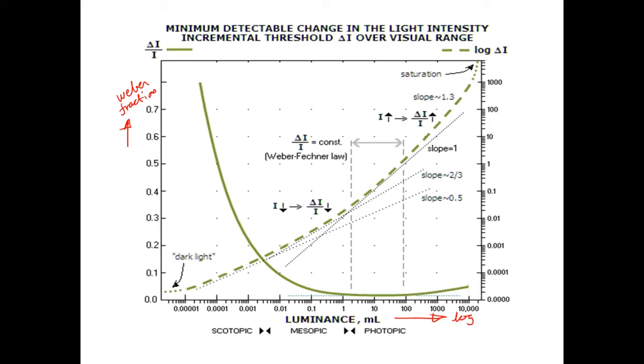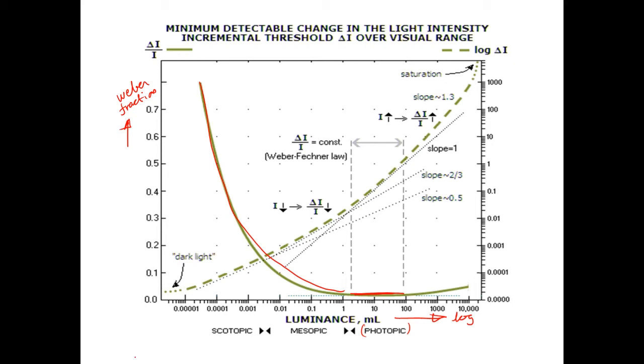So the Weber fraction is supposed to be constant, as we have seen in the earlier graph. Here, it is constant only for a very small range, and that too in the photopic region. When we come into the mesopic and the scotopic region, you can see that this Weber fraction is actually changing, and essentially it is decreasing from a large number, from 70% or 80%, and coming down to 2.5% or 3%.